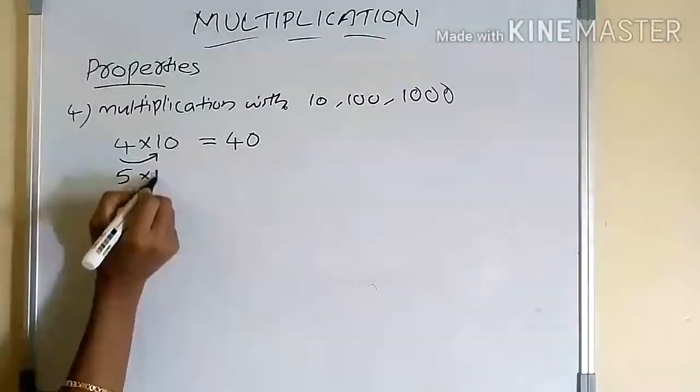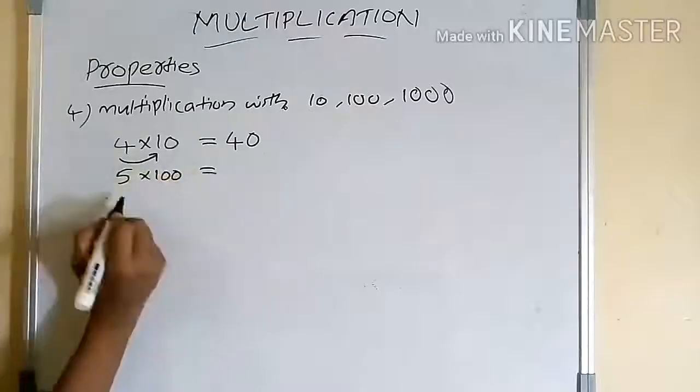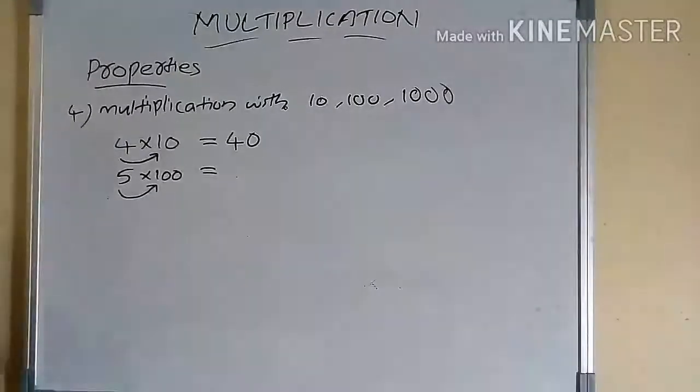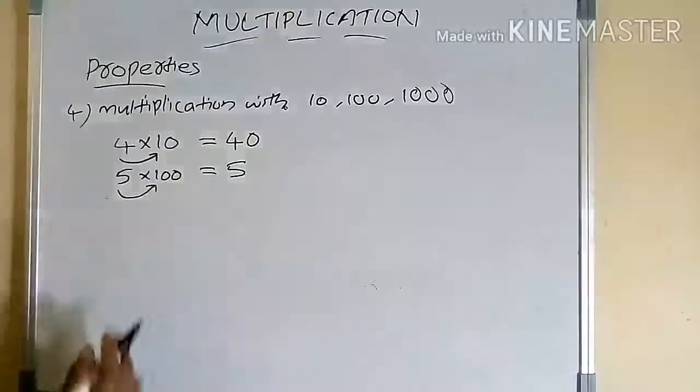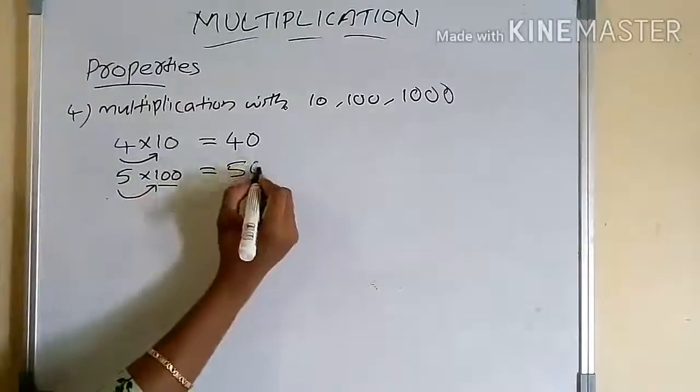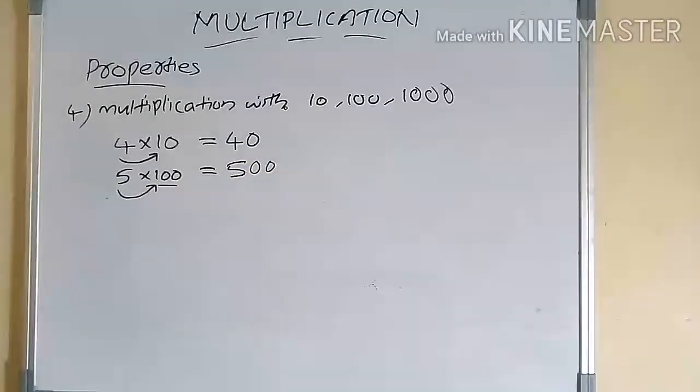5 into 100. First we multiply 5 into 1. So what is the answer? 5 into 1 is 5. And in 100, how many zeros are there? 2 zeros. So write that 2 0 here. So what is the answer? 5 into 100 is 500.